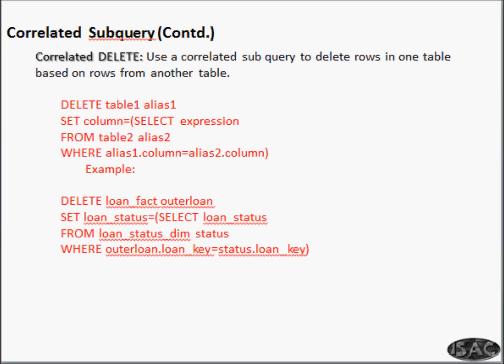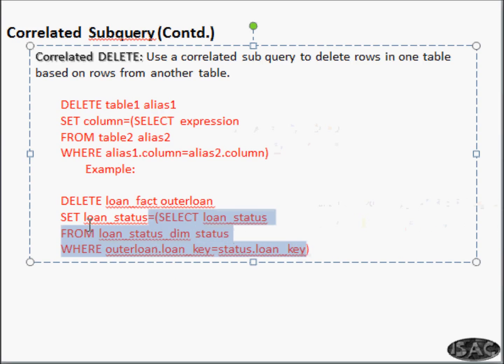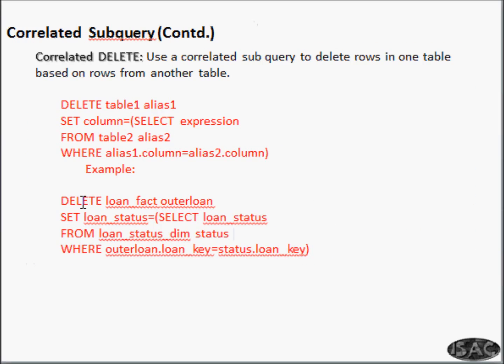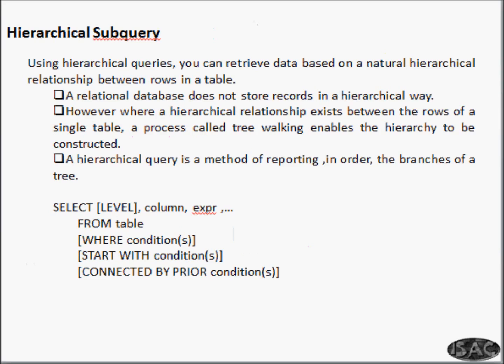Similarly, we can have a correlated delete. We can write a delete statement, set this, and then we can say select, right? Here we are saying select. So the outer query is a delete query. So this is a correlated delete query.